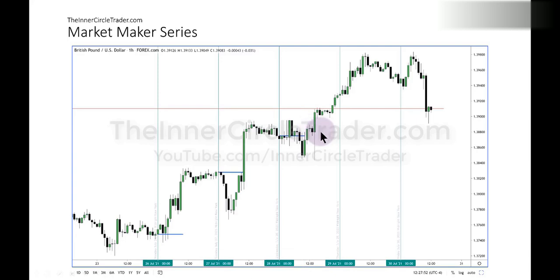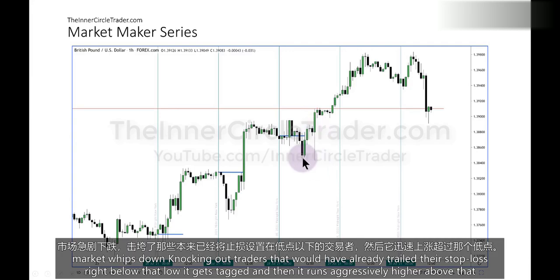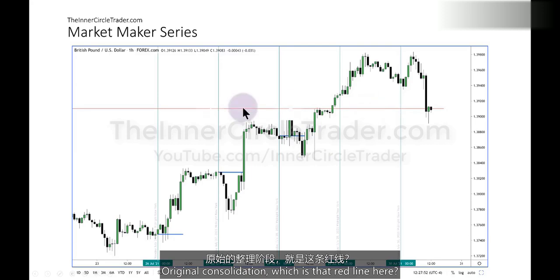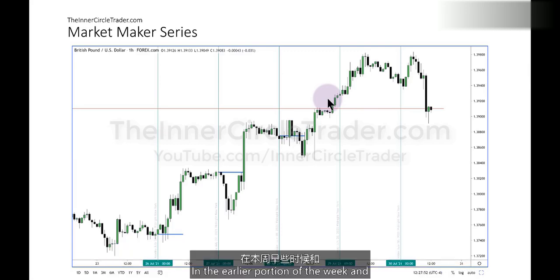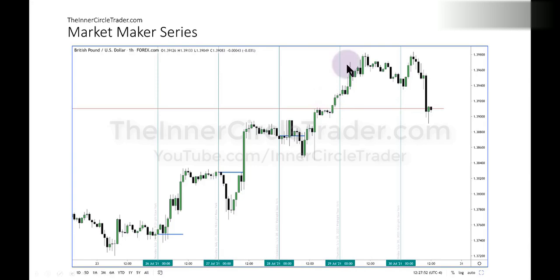FOMC, 2 o'clock in the afternoon New York time, the market whips down, knocking out traders that would have already trailed their stop loss right below that low. It gets tagged, and then it runs aggressively higher above that original consolidation, which is that red line here. So above that red line is our buy stop that we were aiming for, that I started teaching you about in the earlier parts of the series, in the earlier portion of the week.